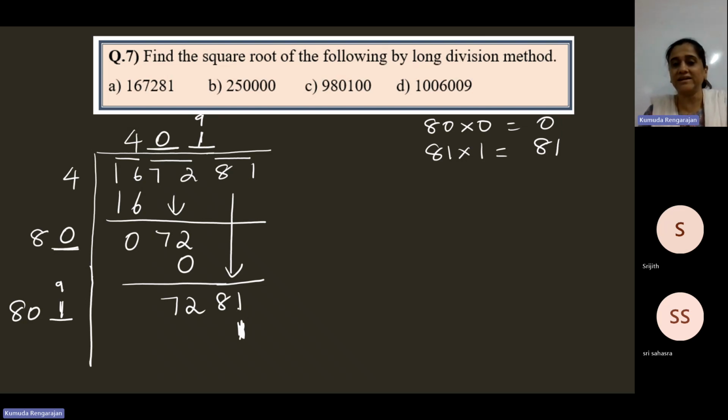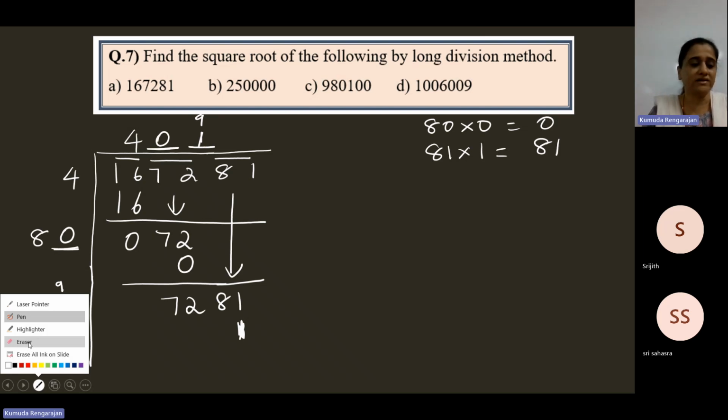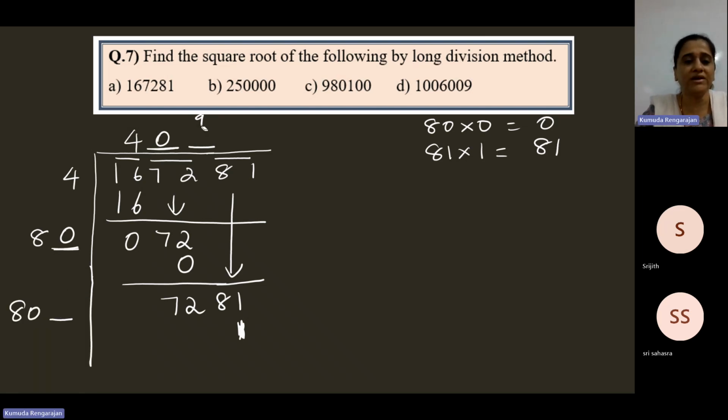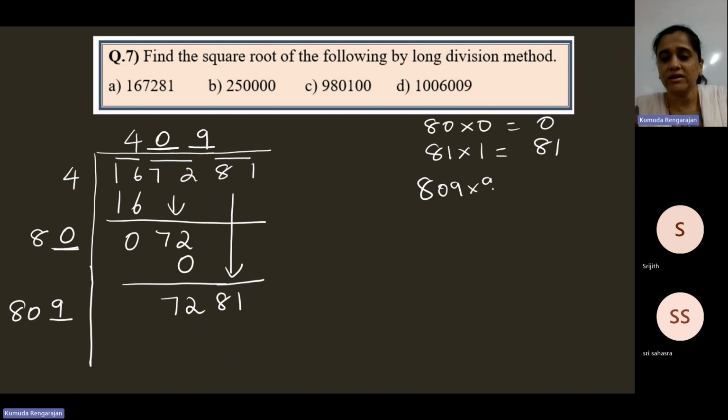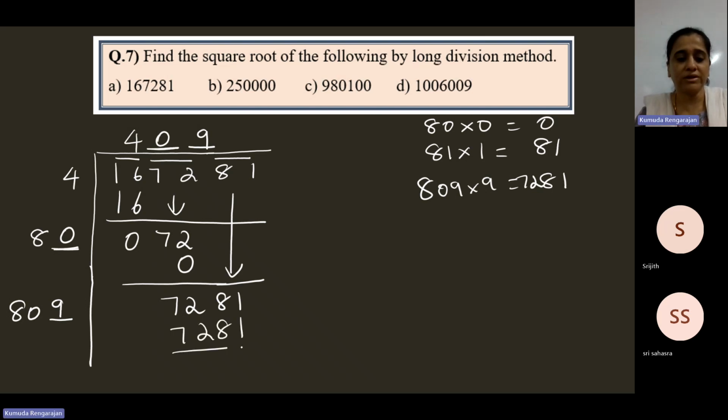You must exactly get 7281. Yeah, correct. So you can try 9 directly, because 801 into 1 is 801 itself, so there's nothing to calculate there. Very obvious. So you have to use a 9. 809 into 9: 9 nines are 81 and 9 eights are 72. So 7281. Remainder is 0.